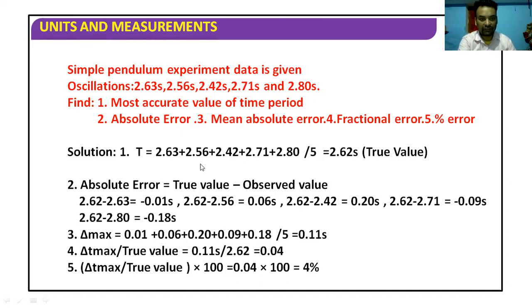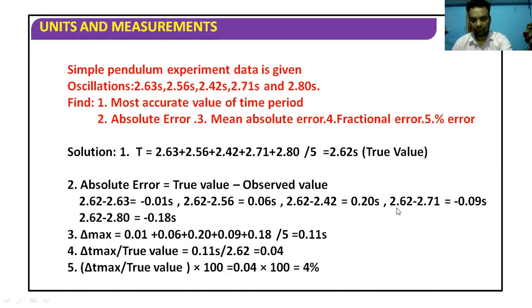Similarly, for the second part, absolute error: 2.62, my true value, minus the second observation, 2.56. Each time I will make the difference of the true value minus observed value. In the second part, I got 0.06 second. Similarly, in the third part, 2.62 is my true value, and 2.42 is my observed value. The difference of these two is 0.20.